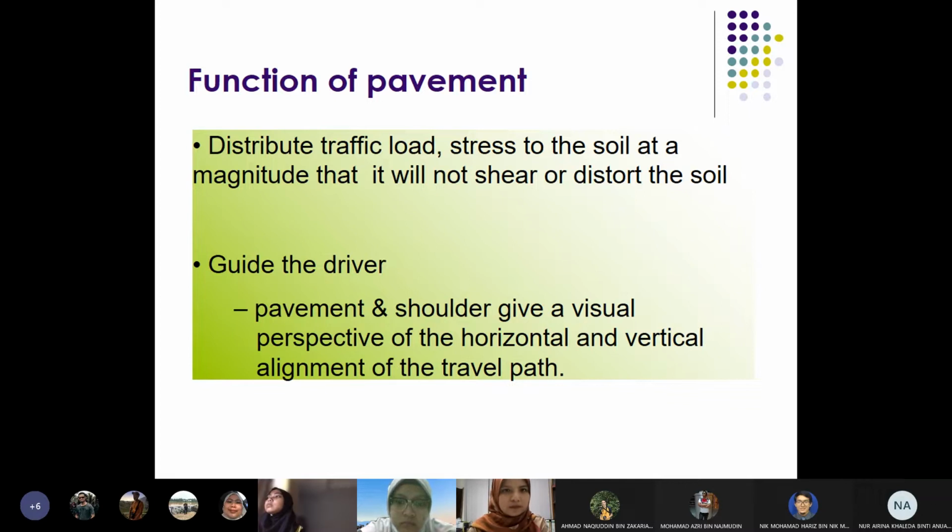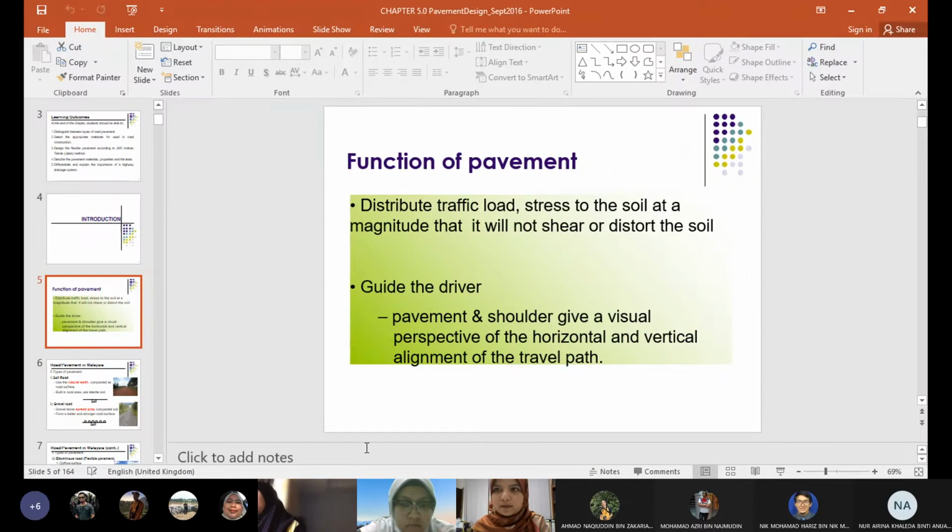Okay, so let's try to go through the outline. Okay, what is the function of the pavement? Why do we provide pavement? It is actually to distribute the traffic load. Okay, of course we want to distribute the traffic load.